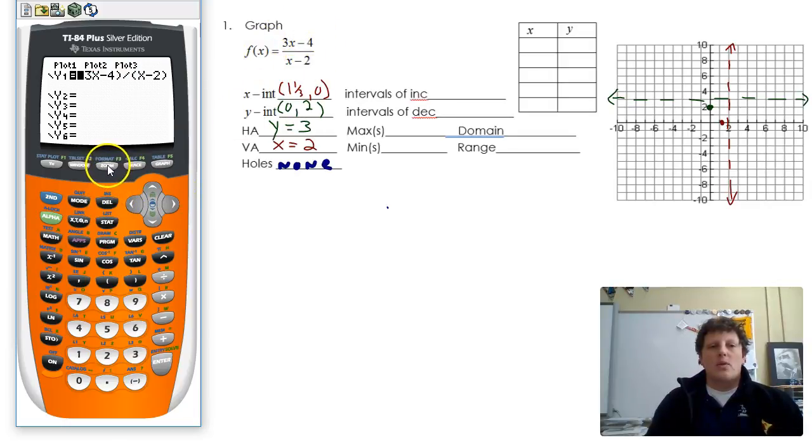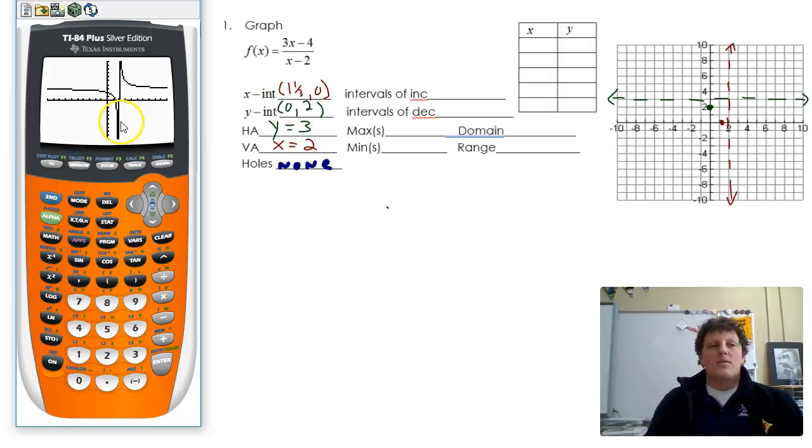Now, I would like to look at the graph of this and see what it looks like. So I'm going to go to Zoom, and I'm going to choose Zoom Standard. Zoom Standard goes from -10 to +10 on the x and y axis, so number 6, Zoom Standard, is a good choice for us. Now, your calculator may or may not have this line down through 2 on the x-axis. Mine does.